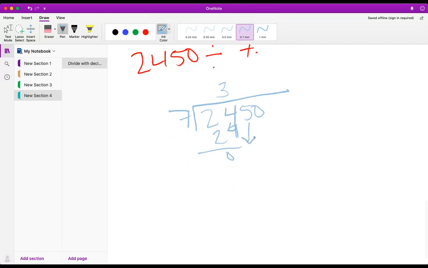I'm going to bring down that 5. 7 does not go into 5. So remember, I have to make sure I have a 0 here, okay? Because 7 does not go into 5. Bring down another 0. 7 does indeed go into 50, though.